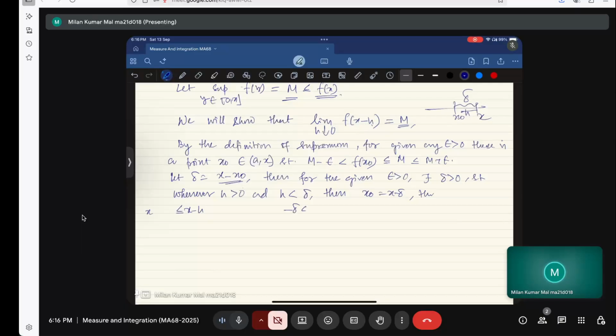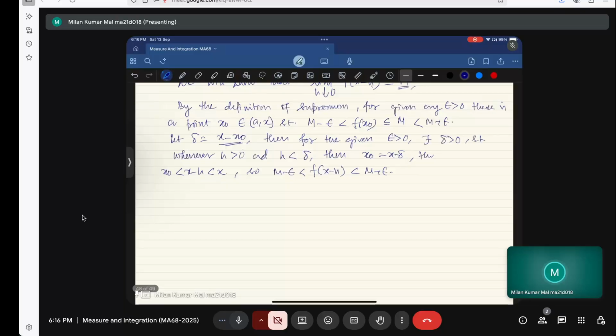So x minus delta is less than x minus h. So x minus delta is equal to x naught. So this is less than or equal to x naught. This is strictly less than x naught and less than x. Then f of x minus h will be between m minus epsilon and m plus epsilon. This is positive, and this is true for every h.